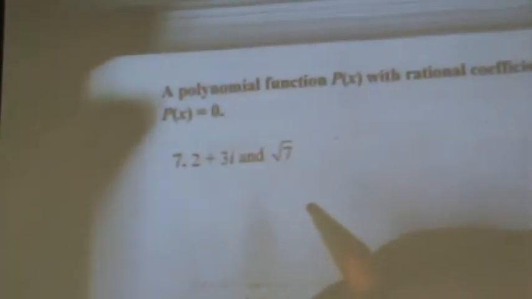Okay, 7 through 12, all they want you to do is they give you 2 zeros. Can you name 2 more? What do you notice about all of these zeros on these 6? They're all either imaginary or irrational. So what comes with it? Plus or minus. Yeah, so what would this pair be? 2 minus 3i. And what would this one be? -√7.